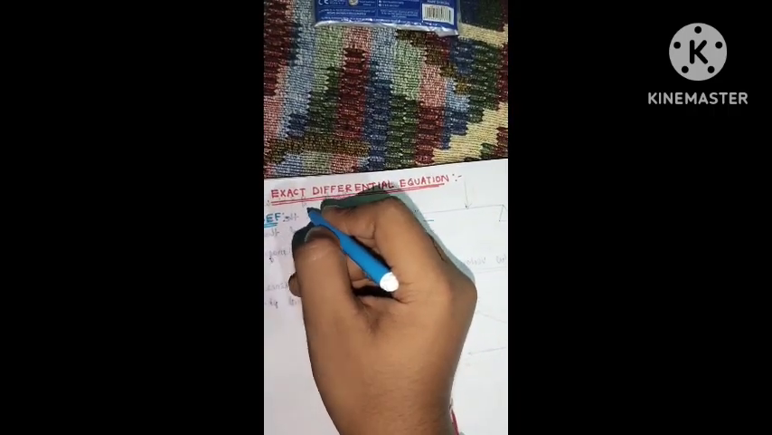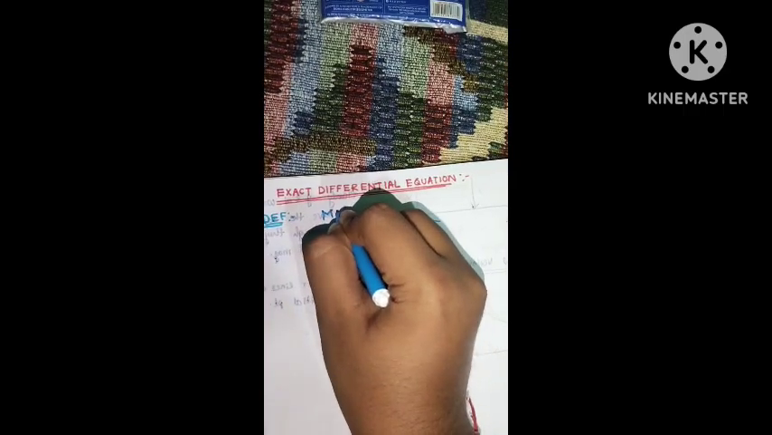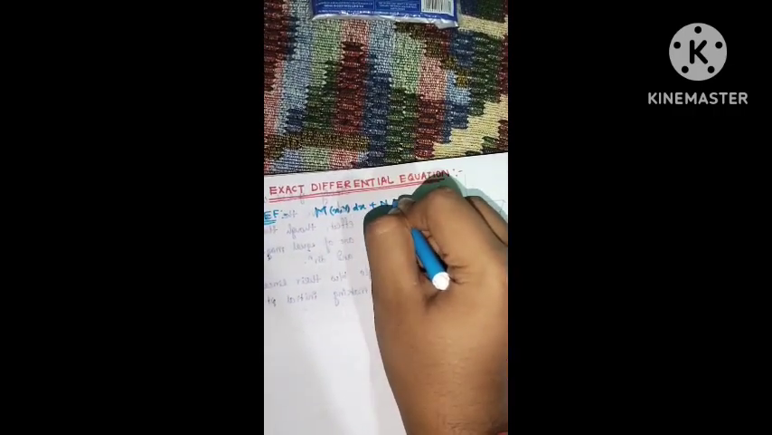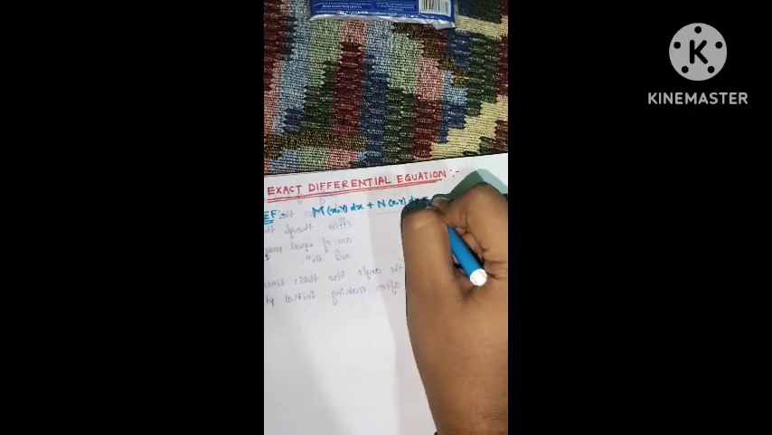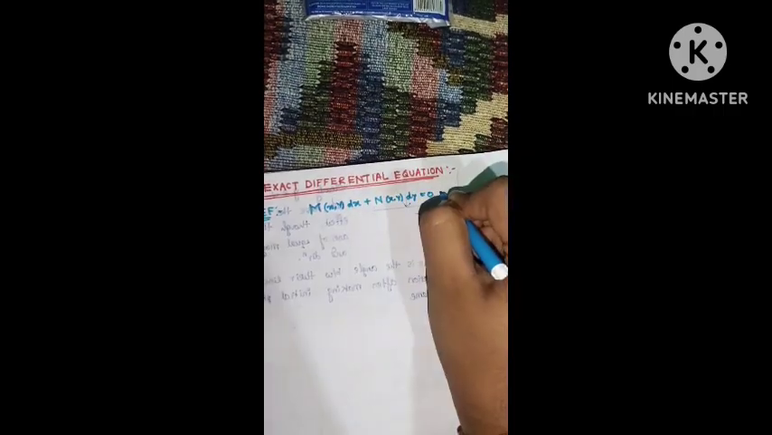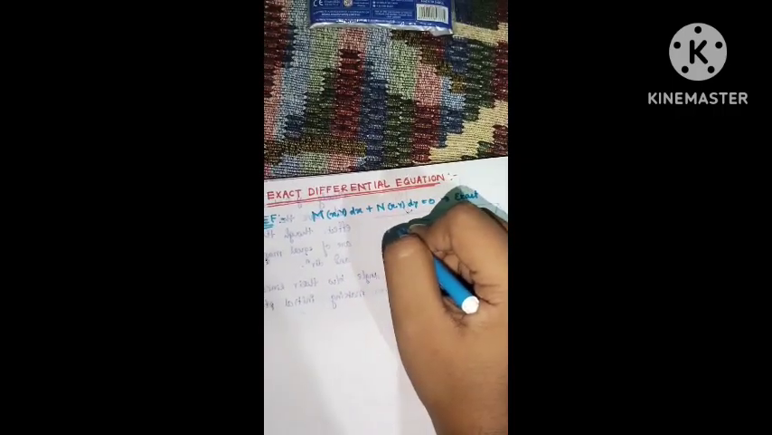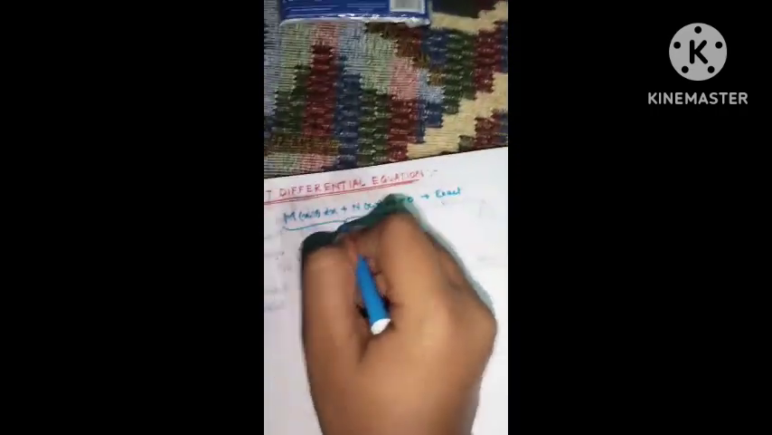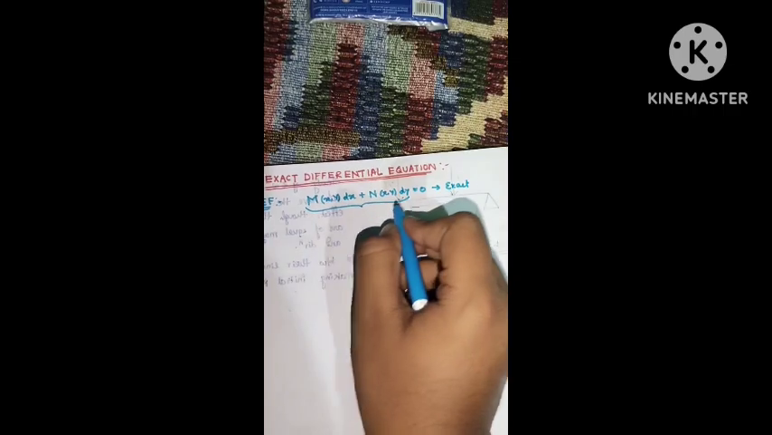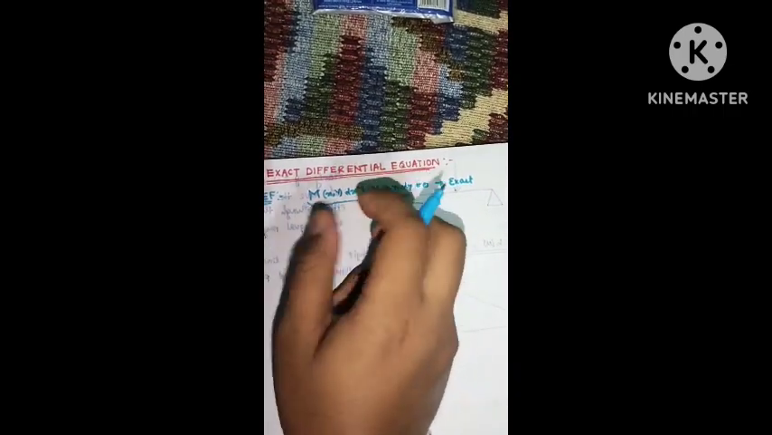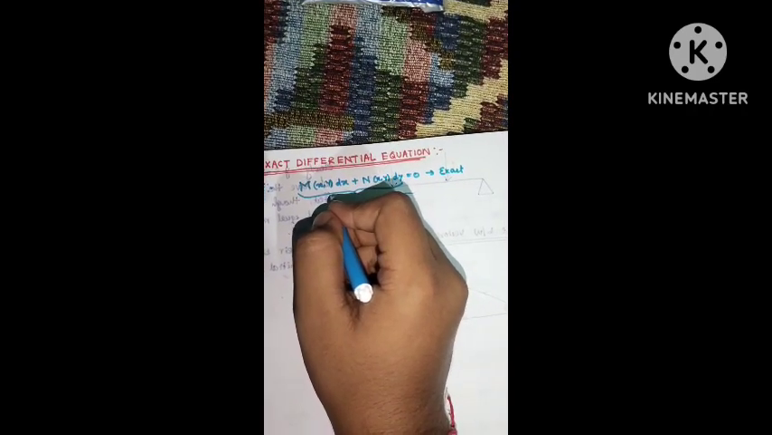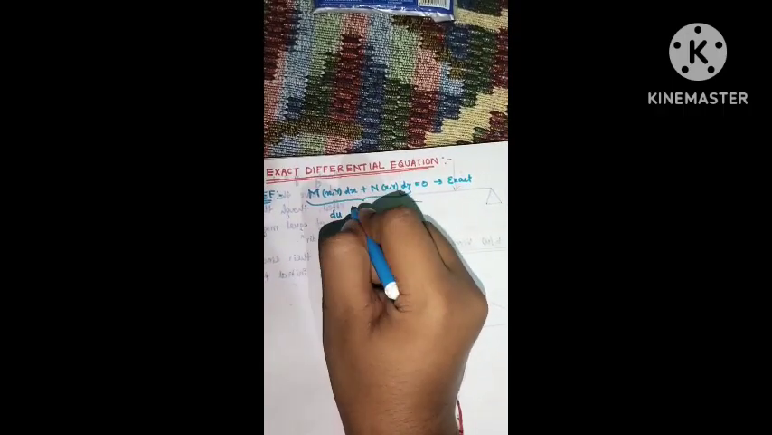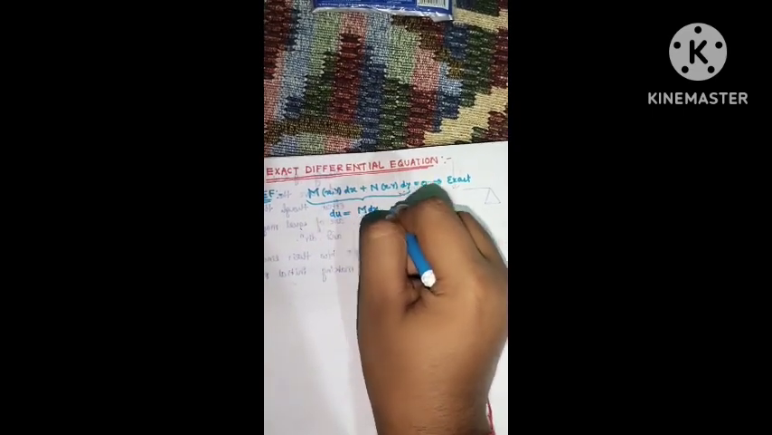So a differential equation of the form, if we write, M of x comma y dx plus N of x comma y dy is equal to 0. This type of equation is said to be exact if its left hand member is the exact differential of some other function u, let's say, such that du is equal to M dx plus N dy.